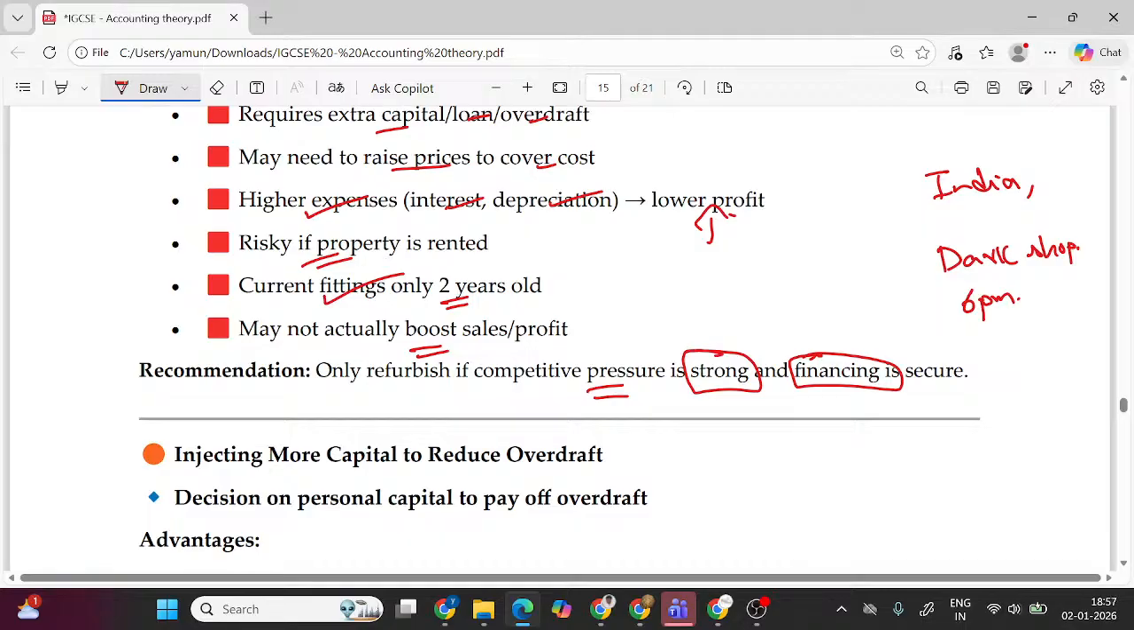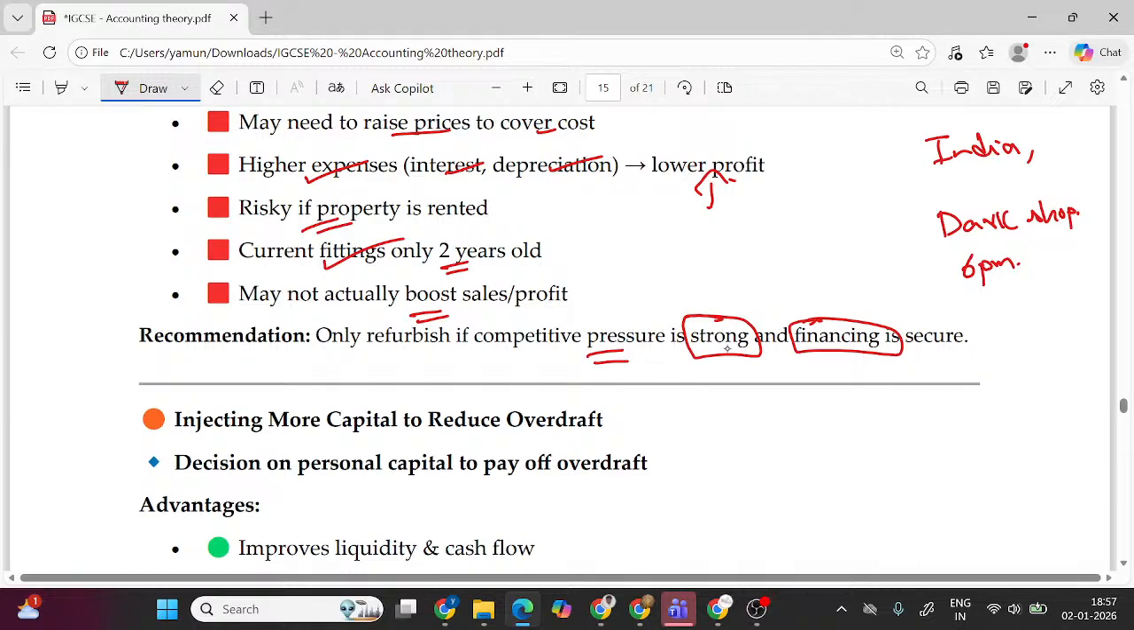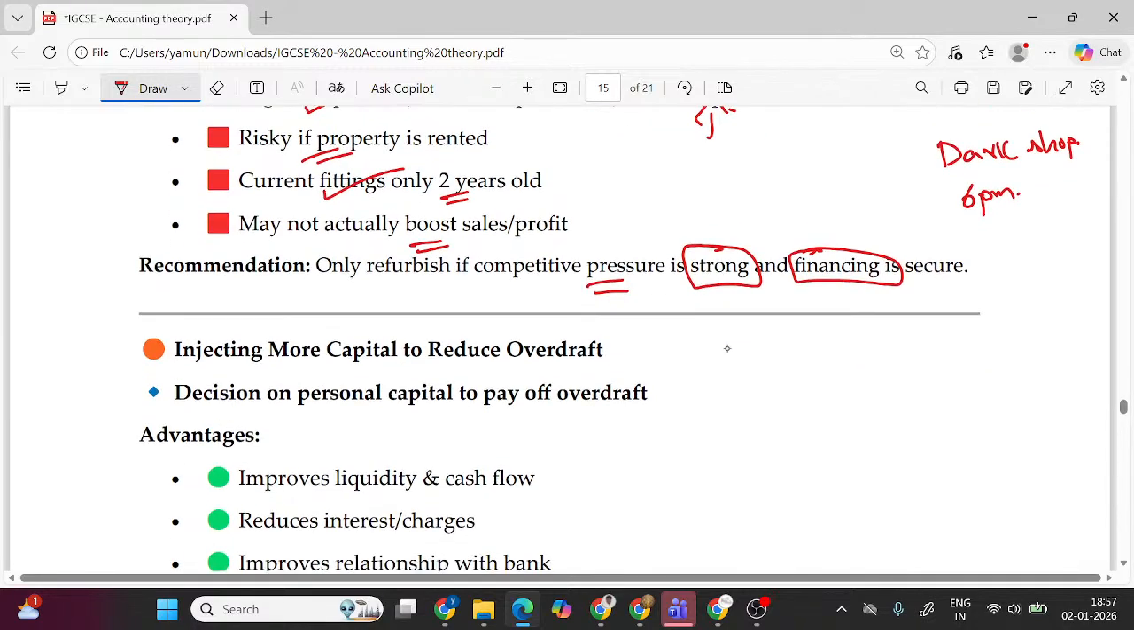If they want to modernize the shop, bring good lightings and all, have tables and IKEA tables and other things, bring that look, is that going to be helpful for them? No. Let us go for the next content: injecting more capital to reduce overdraft.